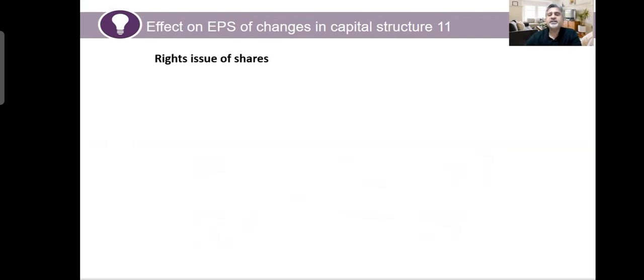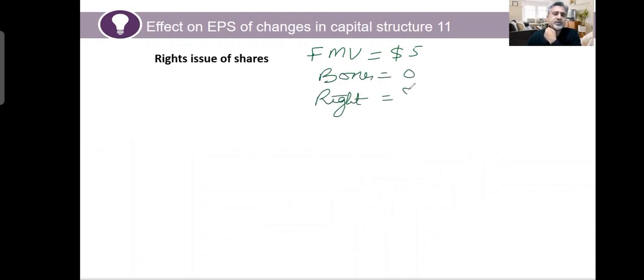Effect on EPS of changes in capital structure. Right issue of shares. Now we have done 2 things. One, we said full market value, which was $5, let's suppose. Then we issued bonus shares for 0, and now we are going to issue a right issue at a discount. Let's suppose shares are issued at $4. The first one we did for weighted average, and this is the right issue.